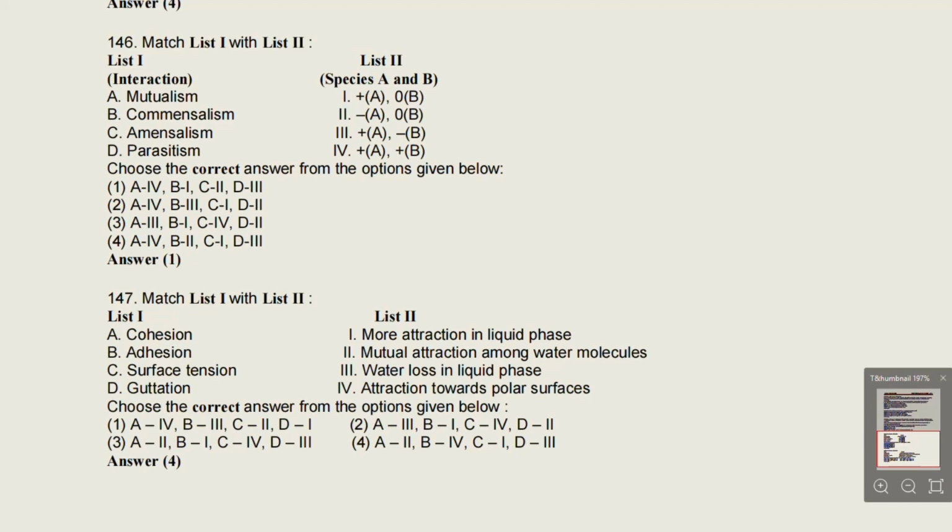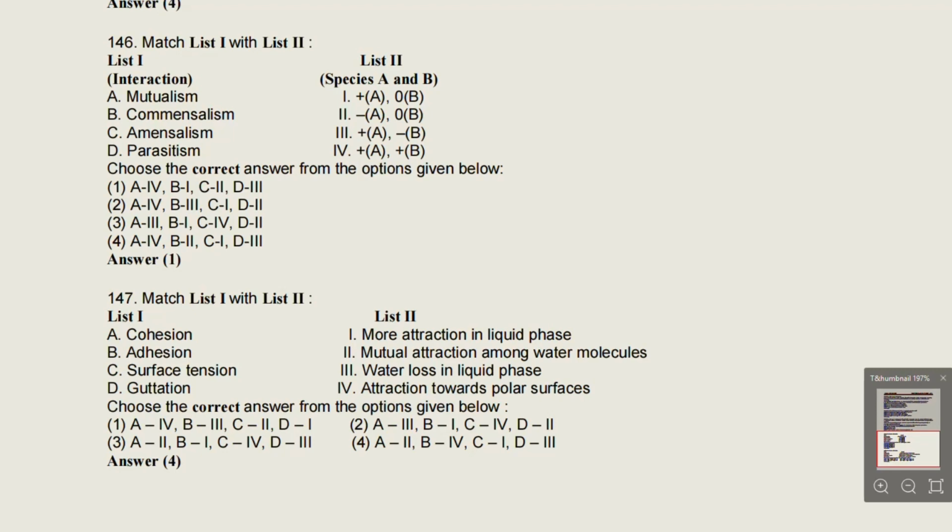In mutualism, both the species are benefited, hence it is represented by plus plus. In commensalism, one species is benefited and the other one is unaffected, hence it is represented by 0 and plus. In amensalism, one species is harmed whereas the other is unaffected, hence it is represented by 0 and minus. The last one is parasitism. Only one species benefits and the other one is harmed. Hence it is represented by plus and minus. And this question is taken from Unit 10 Ecology, Chapter 11, Organisms and Populations.